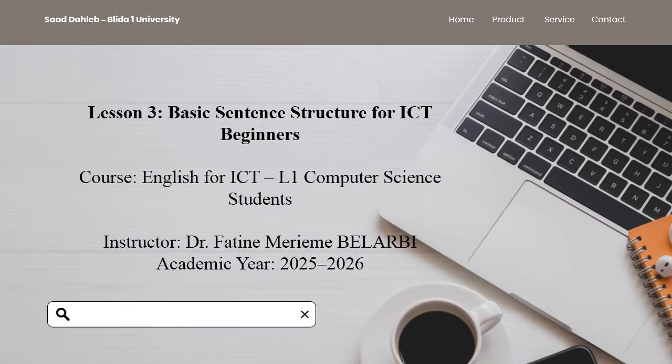Today we will explore one of the most fundamental elements of language, sentence structure. As computer science students, understanding how to construct correct and meaningful sentences is essential for clear technical communication. Whether you are writing a project report, a line of documentation, or a professional email, mastering sentence structure will make your ideas sound logical, precise, and professional.